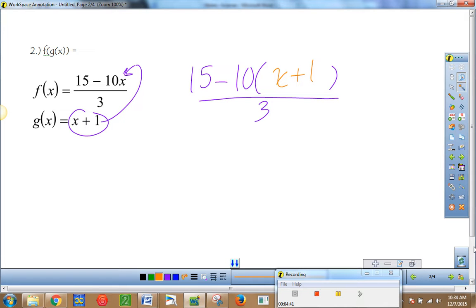Okay? This isn't as magical as the last one, is it? We can distribute, right? Nothing nicely cancels out, so we can check it out. We can distribute. What do I get when I distribute? 10x over 3. All right. Then what?